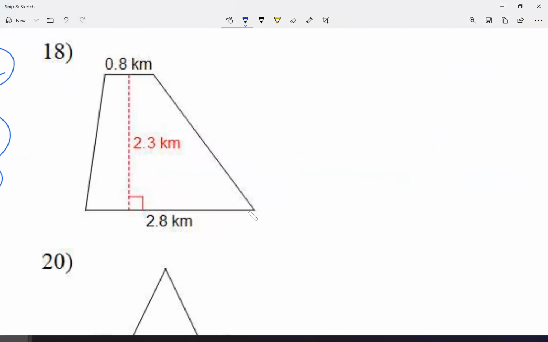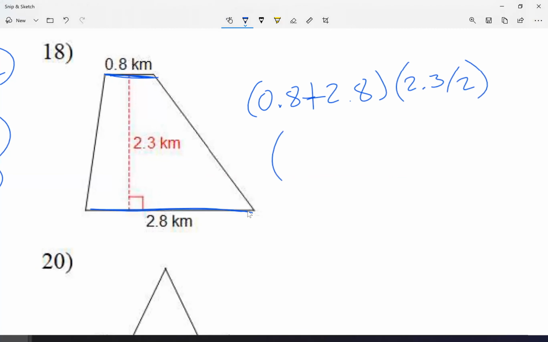Let me identify the bases, 0.8 and 2.8. Right, the two sides that are parallel. So I'm going to add those two to begin with. 0.8 plus 2.8. That's my first parentheses. The second parentheses is the height divided by 2. So 2.3 divided by 2. All right, so 0.8 plus 2.8 is 3.6. My first parentheses is 3.6. The other one, 2.3 divided by 2 is 1.15.